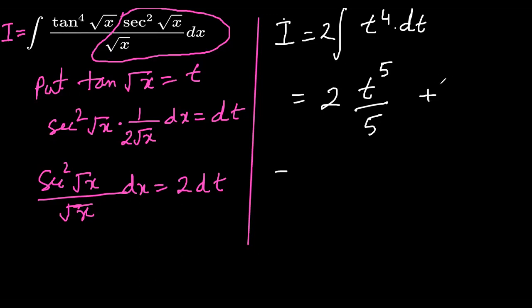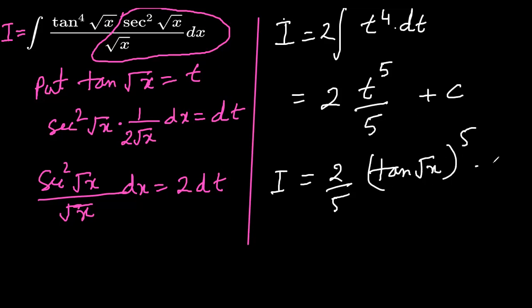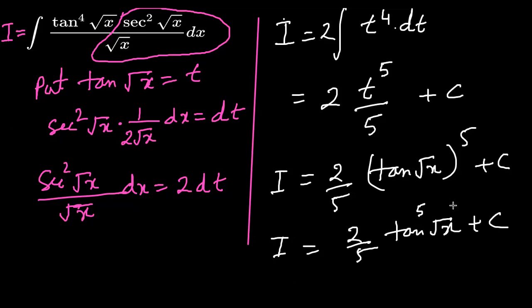Whenever you remove the integral sign, you'll see there. So your integration can be written as 2 by 5 times t, meaning tan root x, to power 5 plus c. Because we know in trigonometry, this power 5 can be written here, let's write it that way. 2 by 5 tan to power 5 root x plus c. That should be your answer.